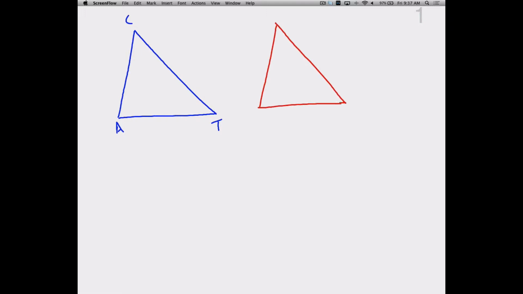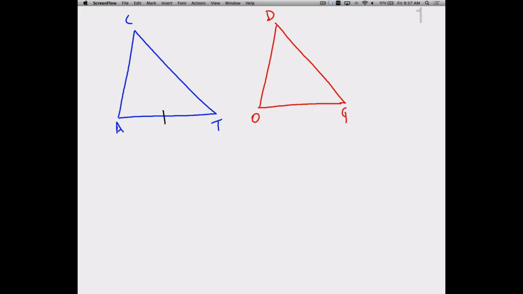Let me ask you a question. I got a triangle. We'll call this triangle CAT. I got another triangle over here. We're going to call this triangle DOG. Cat and dog. Excellent. You guys are sharp.